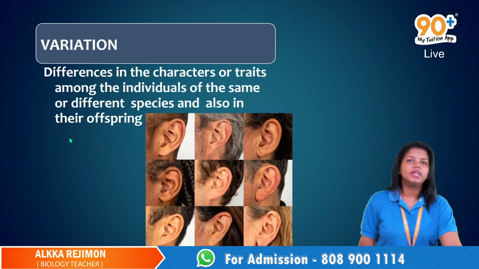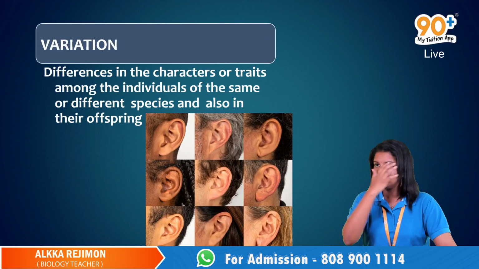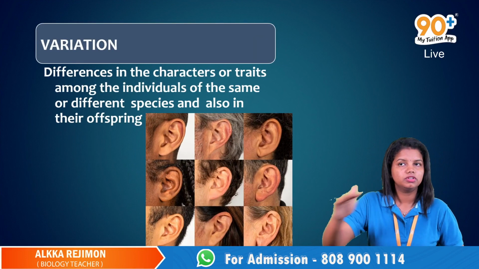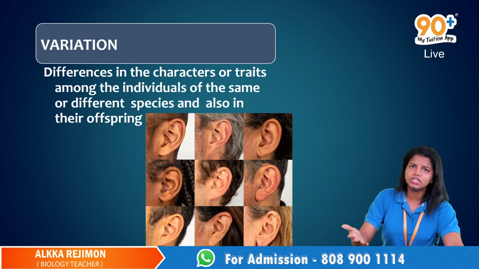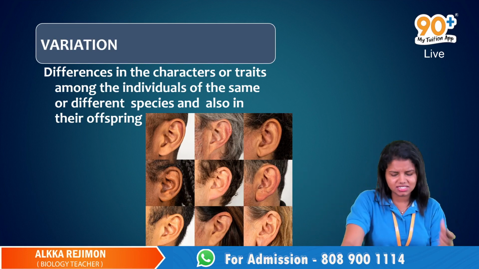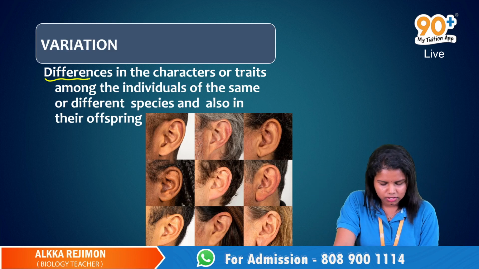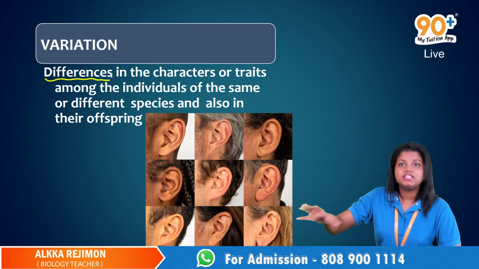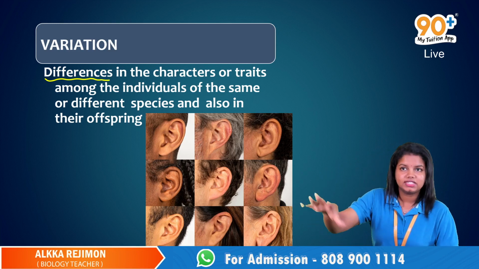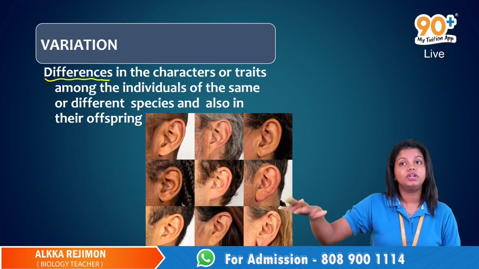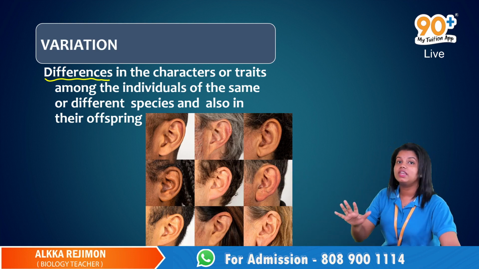Then coming to variation, another term. In genetics, one of the terms we will discuss the most is variation. What is variation? As the term suggests, they are differences. Differences in the character or the traits among individuals of same or different species and also in their offspring.